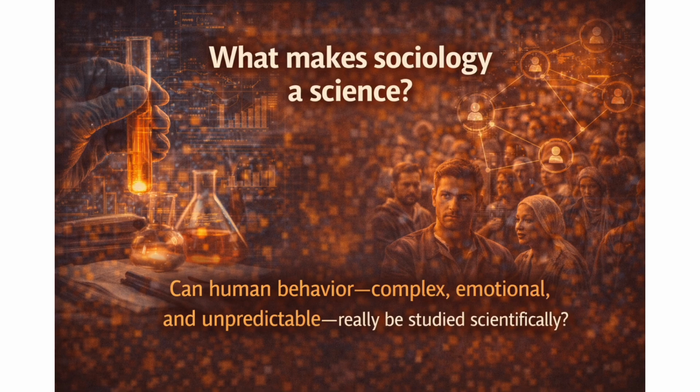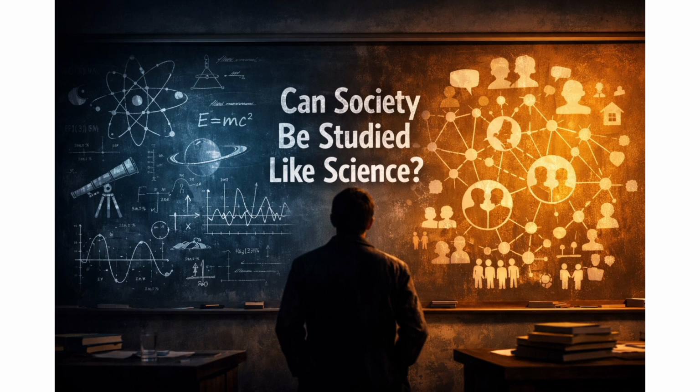What makes sociology a science? Can human behavior, complex, emotional, and unpredictable, really be studied scientifically? This question lies at the heart of epistemology, the study of knowledge, and the scientific method in social sciences. Unlike natural sciences, where objects are external and measurable, sociology deals with thinking, feeling, meaning-making individuals. This makes the question of how we know what we know far more complicated.